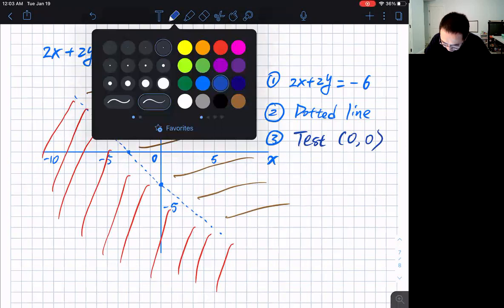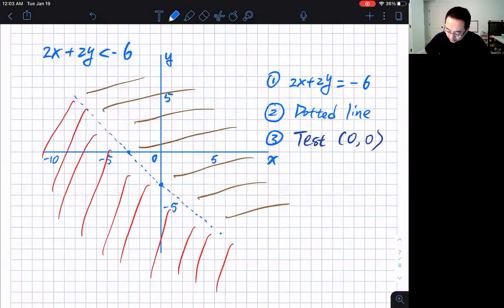Okay, clearly it's not the right color. So if we plug that in, 0 and 0, then you get 0 plus 0 is less than -6. Is that right? Is 0 less than -6? Wrong. So that is not true. That means this test point, which is from the brown side, is not the solution.